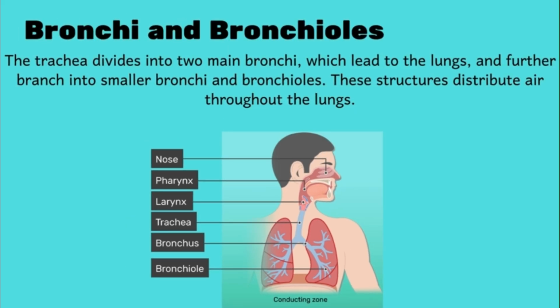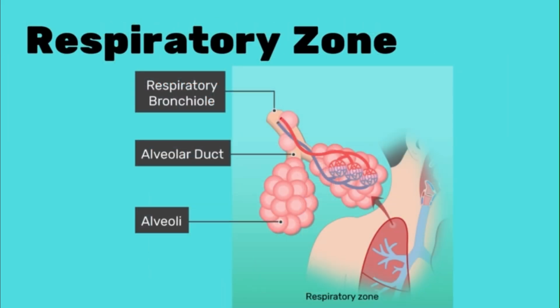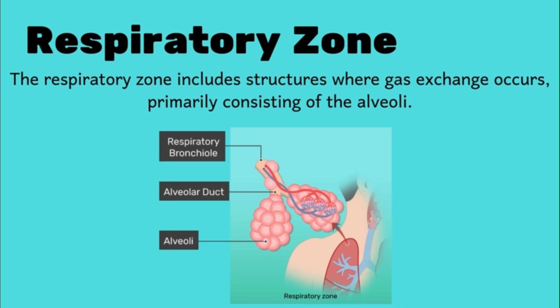The trachea divides into two main bronchi, which lead to the lungs, and further branch into smaller bronchi and bronchioles. These structures distribute air throughout the lungs. Respiratory zone. The respiratory zone includes structures where gas exchange occurs, primarily consisting of the alveoli.